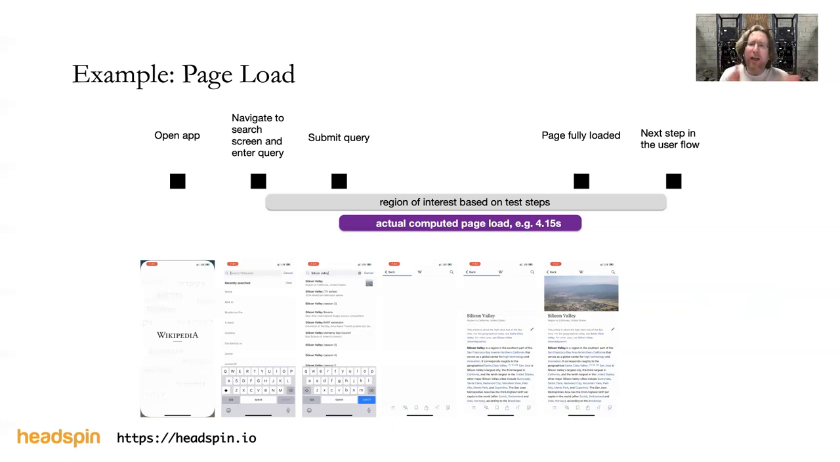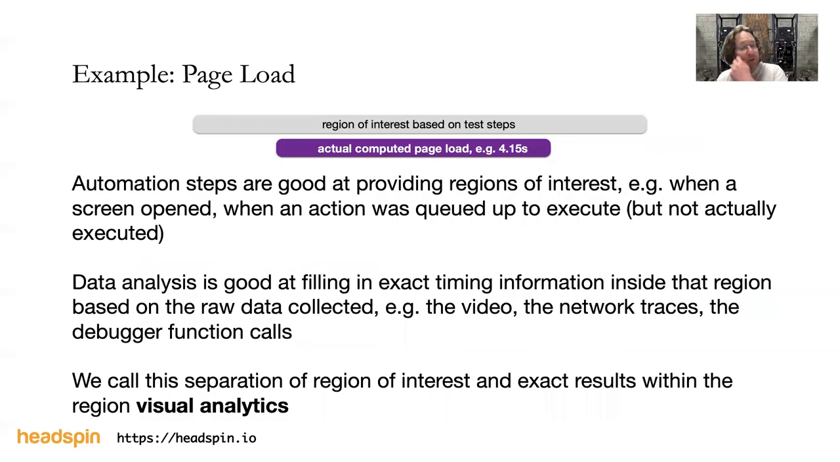Only by looking at the data collected during that test execution can you determine the actual time, because if you go into the automation framework, the actual steps are very fuzzy in terms of timing. We call this visual analytics, where you can separate the automation steps, the region of interest, and the actual result. We find that machine learning and heuristics is good at giving you the actual result, versus automation, which is good at queuing up those steps. This is a way you can tie together the automation to the actual result that you can use to run regression.